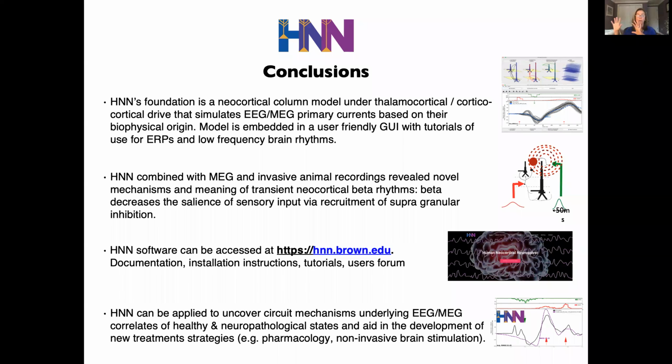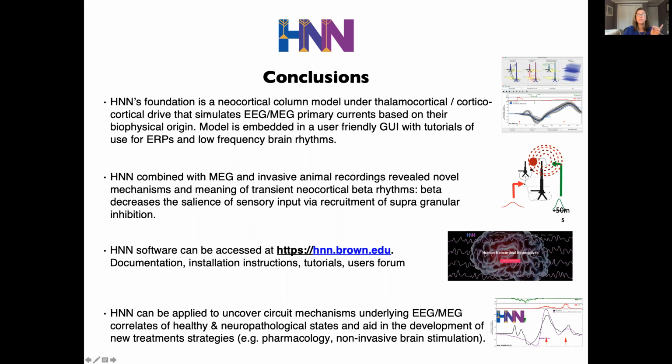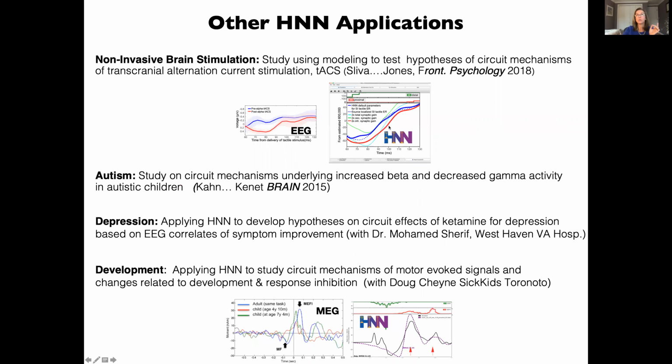And so we've separated the problem of the inverse solution, which has its own issues. You have to trust that your inverse is accurate. Once you have that assumption, you use HNN to study the circuit level mechanisms creating whatever signal you're putting in from your source localization. Now I say that, but we've actually used HNN to study sensor level EEG signals without source localization. In this non-invasive brain stimulation study, we were just looking at the sensor level EEG signal from the tap to the finger.